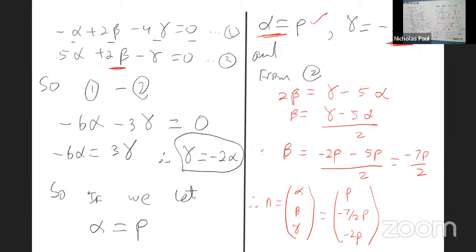What you could do here is put any value you want. So you could put p as 2. Any value you want, it doesn't matter. Any value put in there will be perpendicular to all the points there. Right? So if you put p as 2, you'll get 2, minus 7, minus 4. That's it. That's how you get the perpendicular vector.